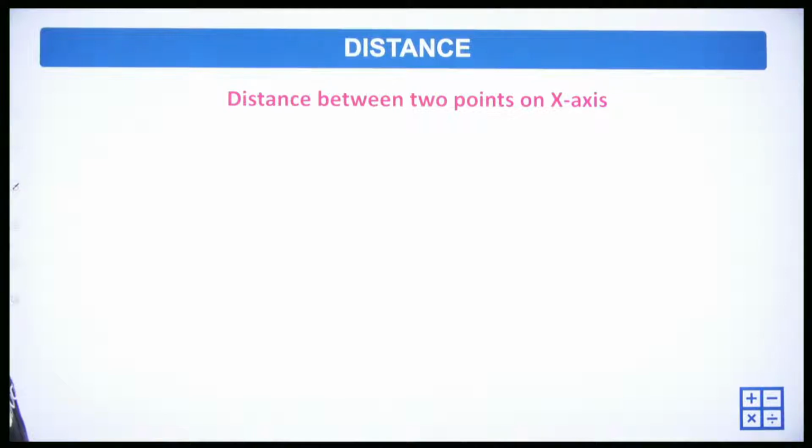7 minus 15 or 15 minus 7. 15 minus 7 will give you 8 units. The distance between these 2 points is 8 units.